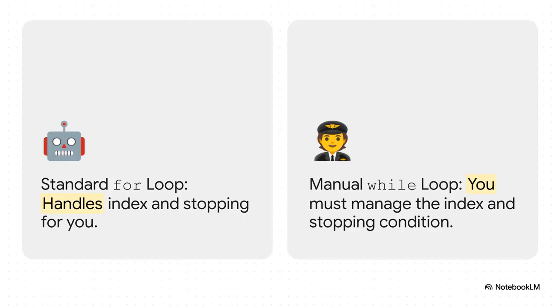Here is the absolute key difference. It's all about responsibility. A for loop is like putting your car on cruise control. Python handles everything for you. But a while loop, you're the one driving. You have to create your own counter, you have to tell the loop exactly when to stop, and this is the big one. You have to remember to update that counter yourself.